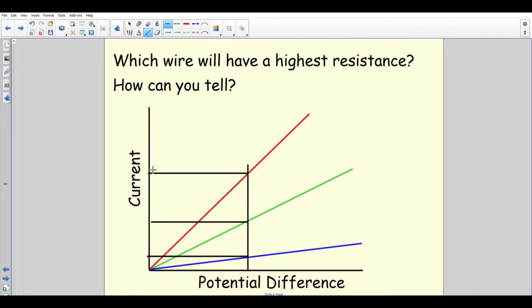Because resistance, again, remember, is a measure of how much a material tries to stop the flow of charge. So with the same amount of force pushing it, the same amount of energy difference that's pushing the current round from the same potential difference, we're getting much less current able to go through from the blue line, which shows it must have a much higher resistance.